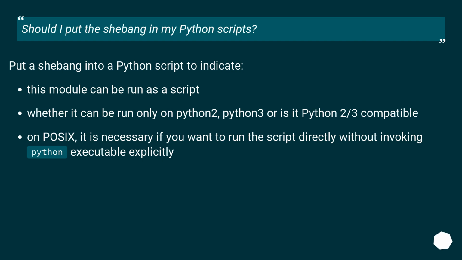Should I put the shebang in my Python scripts? Put a shebang into a Python script to indicate that this module can be run as a script, and whether it can be run only on Python 2, Python 3, or is Python 2/3 compatible, on POSIX. It is necessary if you want to run the script directly without invoking the Python executable explicitly.